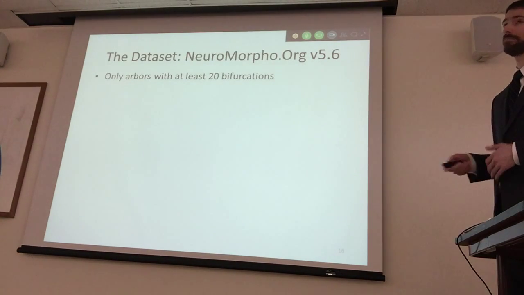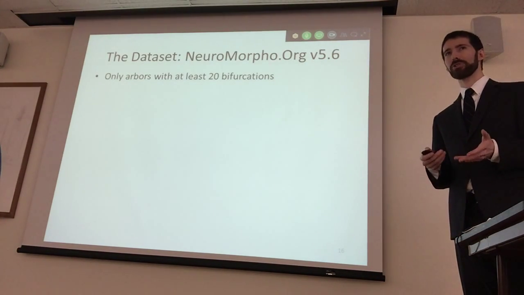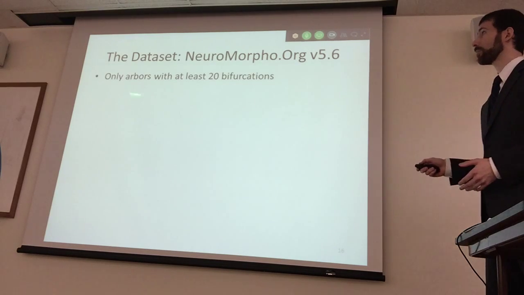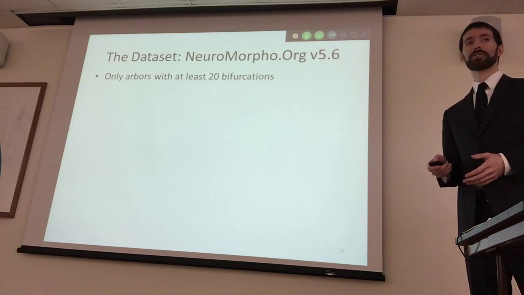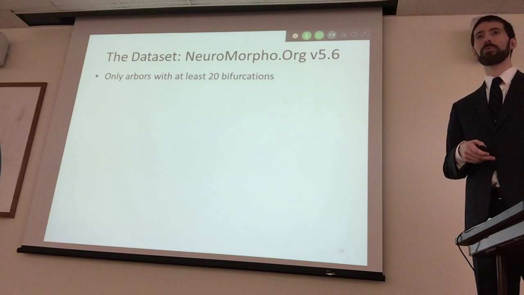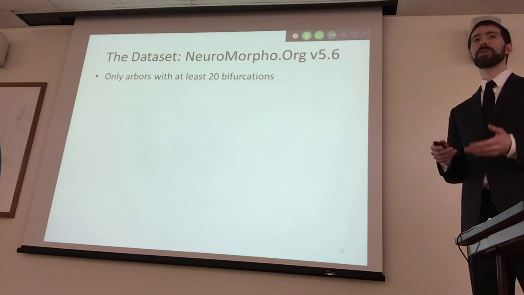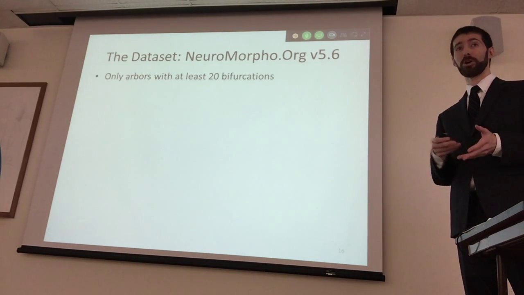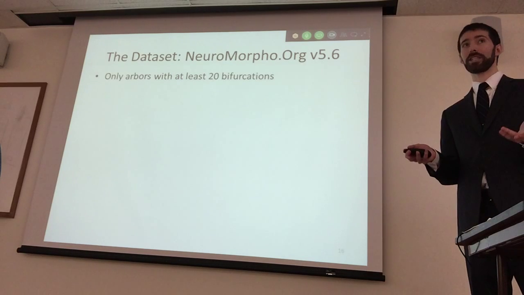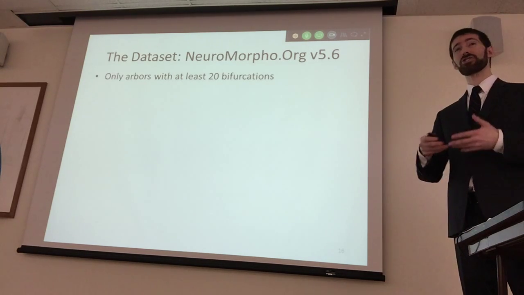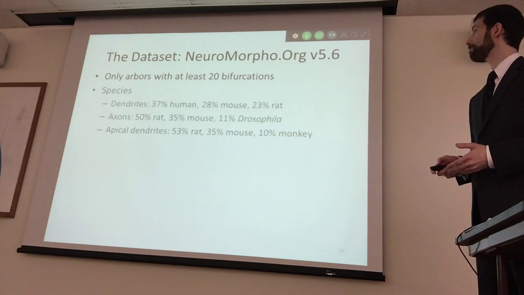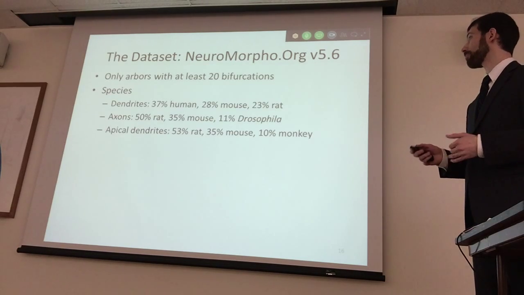So one thing that we did, because we're really looking at topological patterns which involve complexity, we stuck with arbors with at least 20 bifurcations. If we went too small, then we basically would have a lot of neurons, the smaller ones, that have the same topology, right? Just by chance, because there's just not as many shapes or separate topologies.